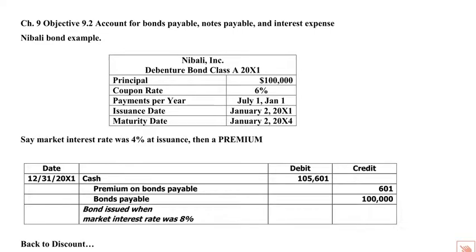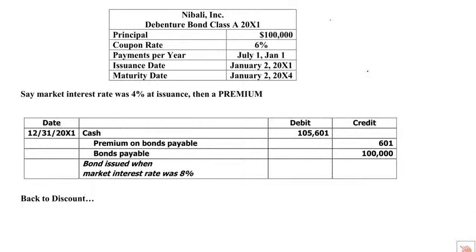We're still in Chapter 9, and on Objective 9.2, we're going to do the premium case really quickly here, just so you don't get hung up on there's only discounts. So it's the same bond as before, $100,000 face value, coupon rate 6%, 2 payments per year, 3-year bond. But instead of the interest rate being above 6%, the interest rate is 4%.